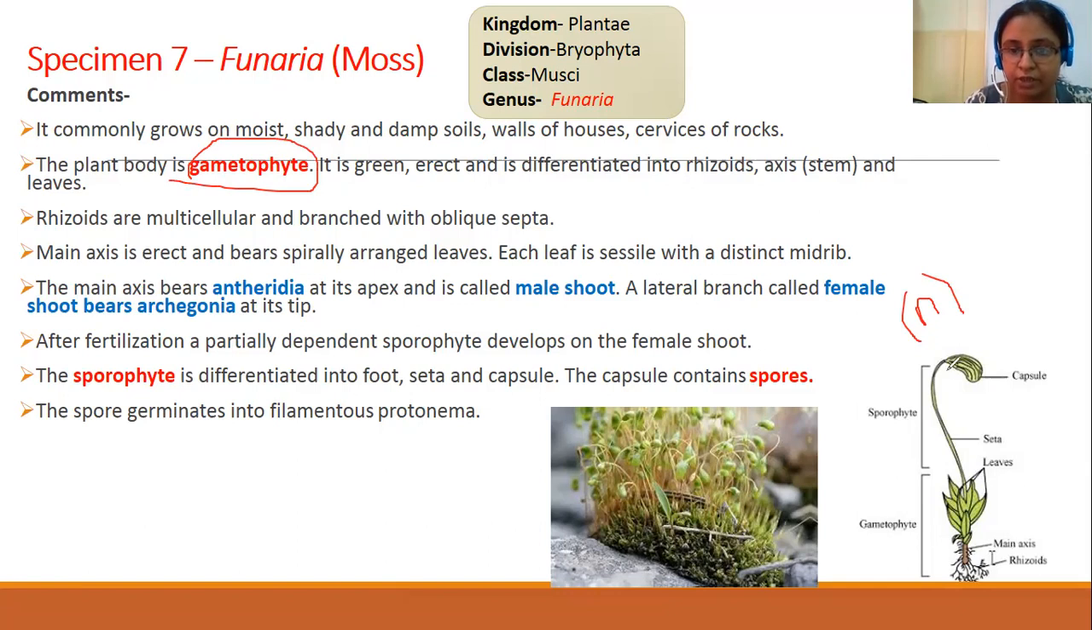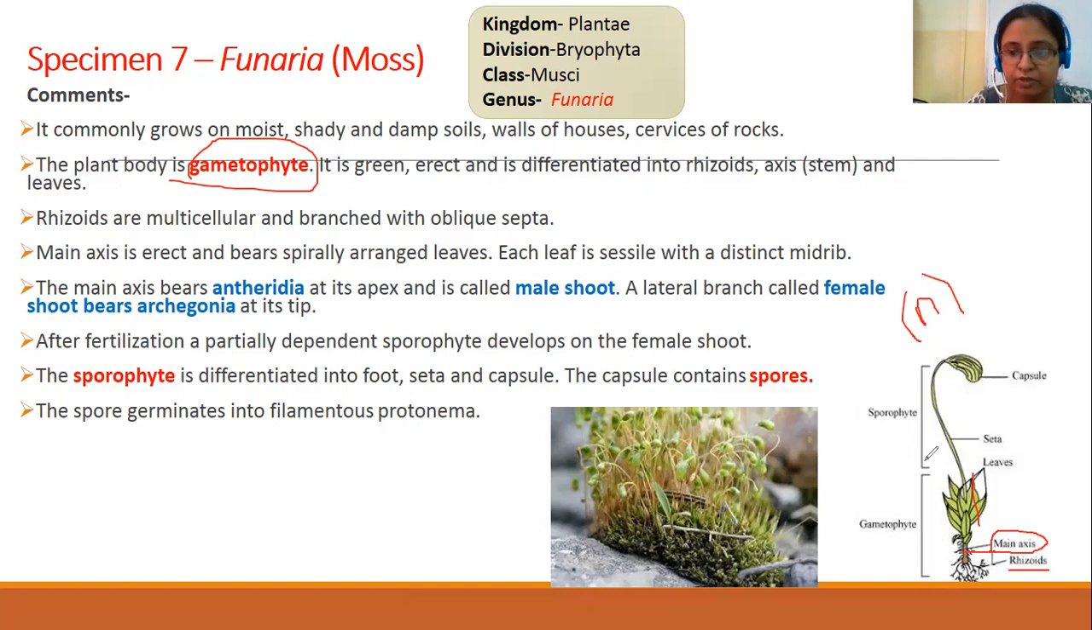It is green, it is erect, and its whole plant body is differentiated into the rhizoids. Here you can see the rhizoids. These rhizoids are not the true roots, but they look like the roots. They are multicellular and branched with oblique septa. And true stem is not there, but you can see the main axis. This main axis looks like the stem, but it's not the true stem.